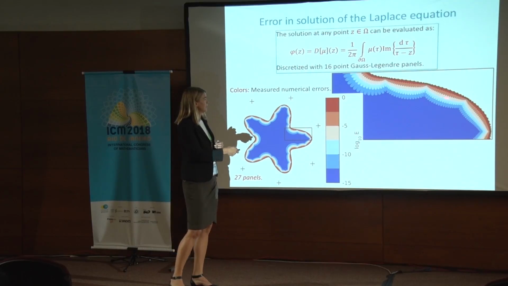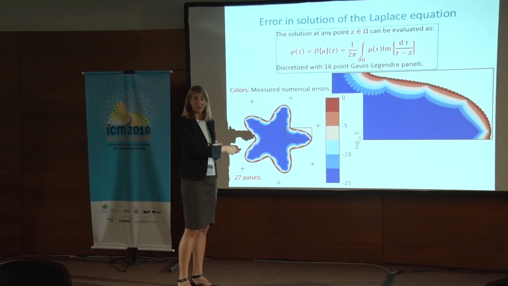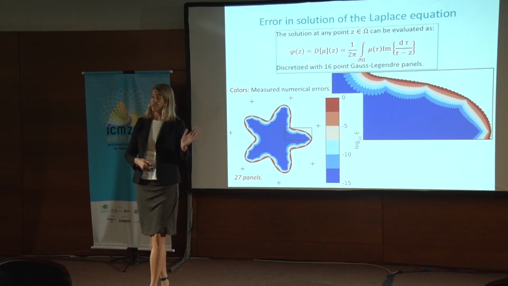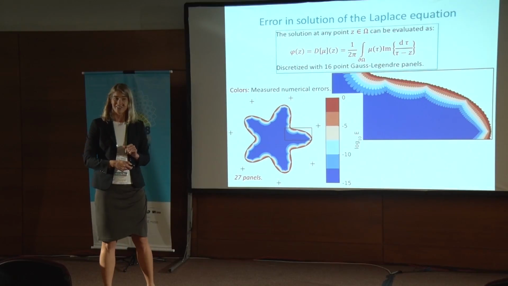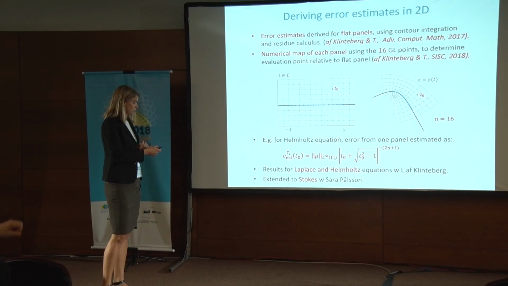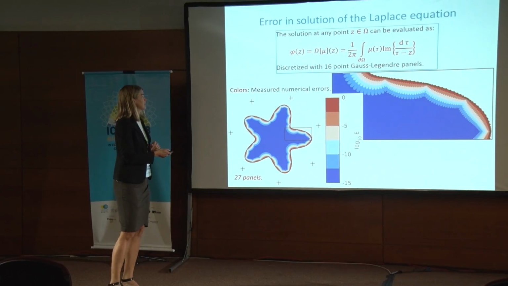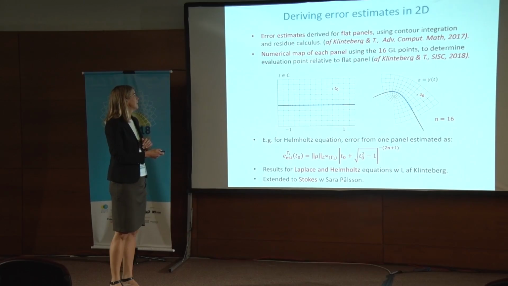So what is happening here? Well, your evaluation point Z sits here. And if Z is close to the boundary, it means that this 1 over tau minus Z is going to get very peaked in a neighborhood here. And it's not resolved by a quadrature. And then you get these large errors. And of course, it can be very interesting to actually estimate these errors, and very useful also to have that estimate. So we have worked on that.